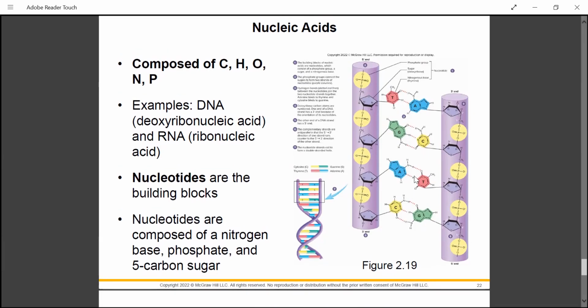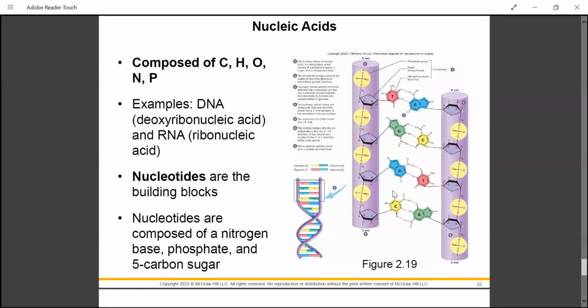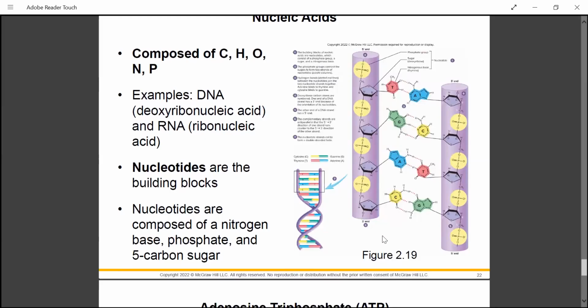And so in your reading, you can look a little bit more about the details. I'm not gonna read this word for word to you guys. But our nucleotides are the building blocks in this case. So for both DNA and RNA, we have 4 different nucleotides.